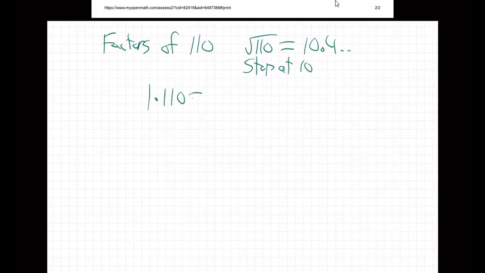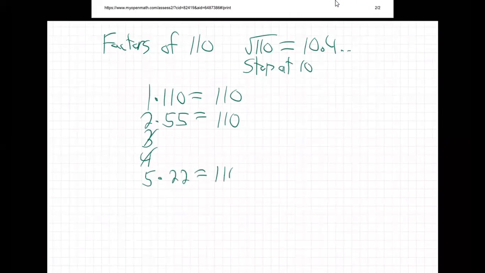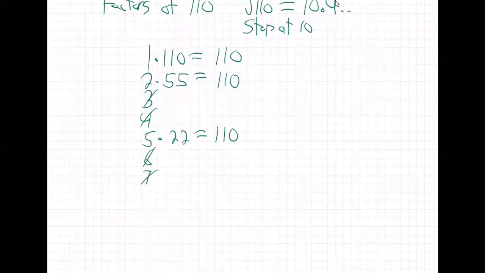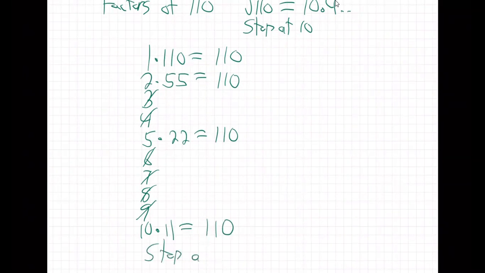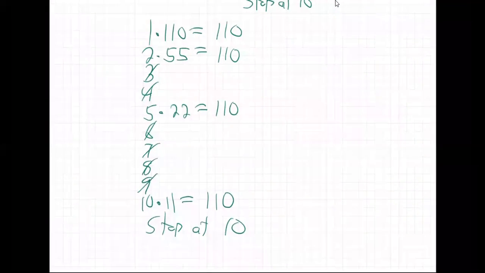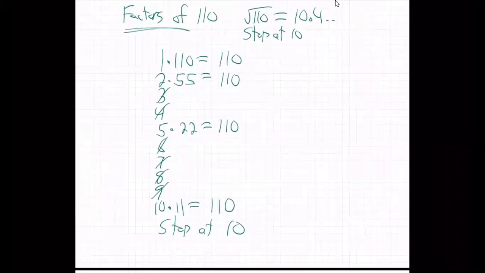So 1 times 110. 2, use your calculator, you'll get 55 is 110. 3 doesn't go. 4 doesn't go. I think if you divide by 4, it doesn't go. 5 goes, isn't it 5 times 22? Yeah. And 6 doesn't go. 7 doesn't go. 8 doesn't go. 9 doesn't go. 10 goes. 10 times 11. And that's it. We stop at 10, don't we? We found all the factors of 110.